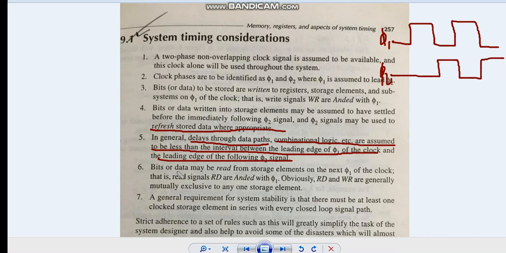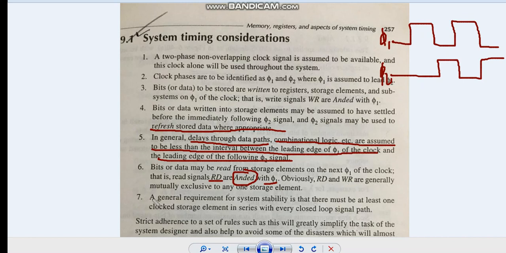Next, bits or data may be read. Whenever we go for a read operation, the RD command and phi 1 are both ANDed, nothing but RD equal to 1 and phi 1 equal to 1, then the read operation takes place. And read and write are generally mutually exclusive for any one storage element. Of course, read and write are mutually exclusive: read equal to 1 and write should be 0, or read equal to 0 and write should be 1.